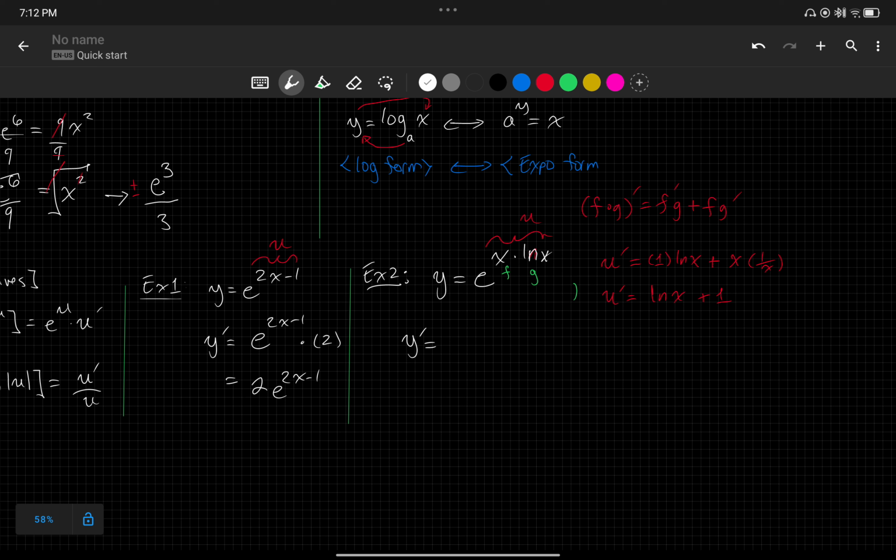So now we can take the derivative y prime. So it's e to the u, so the original thing, times u prime, which was ln of x plus 1. All right, and I would leave it like that. I don't think it requires any more simplification. We wouldn't gain anything by trying to multiply it out. It doesn't really simplify anymore.